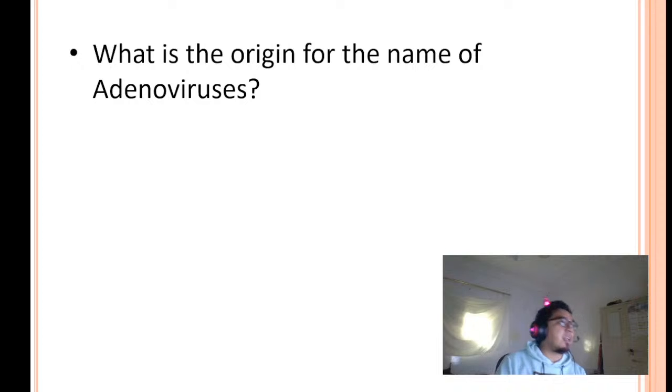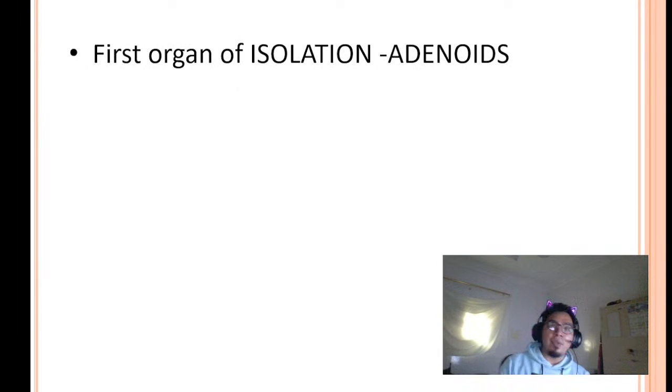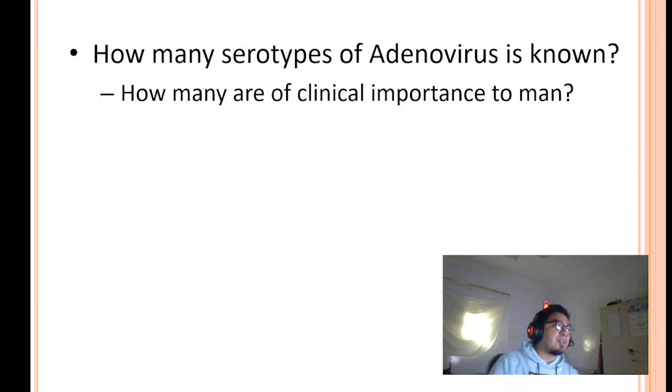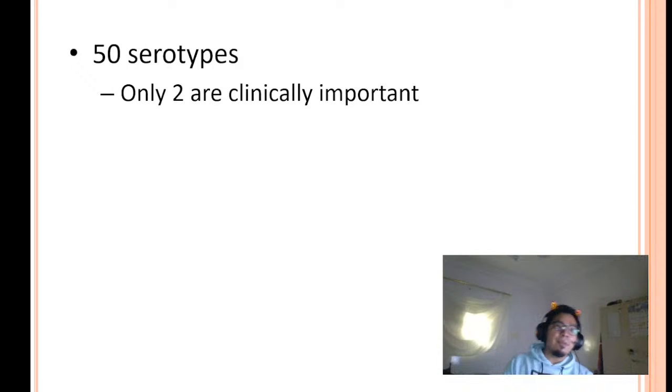So adenoviruses. Let's talk about adenoviruses. Adenoviruses are named because the first organ of isolation was the adenoids. Wonderful trivia for you guys. Now, how many serotypes of adenovirus are known, and how many are of clinical importance to man? Well, there are actually 50 serotypes, and we only need to remember that there are two clinically important adenoviruses. Out of the 50 serotypes that have been isolated by virologists throughout history, two of those are of clinical importance.